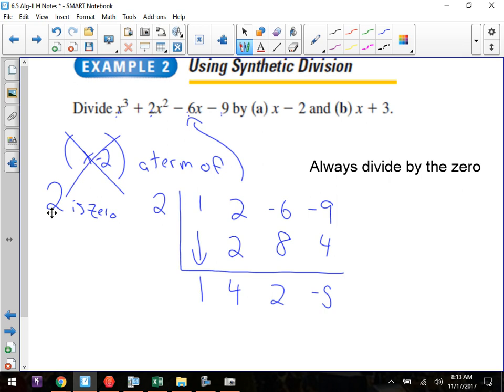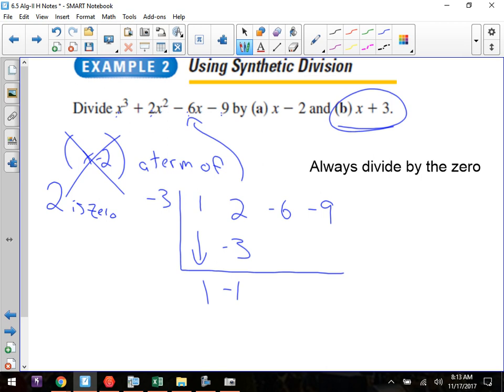All right. So I know that x minus 2 is not a term. So I do the same thing and I check in with x plus 3. Well, if x plus 3 is my term, what would be my 0? -3. So I do the same thing with the -3. What's -3 times 1? -3. What's 2 plus -3? -1.